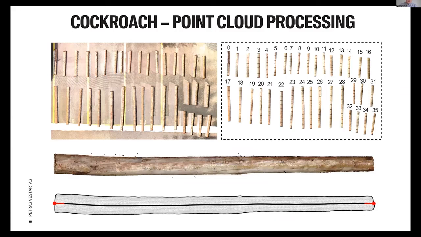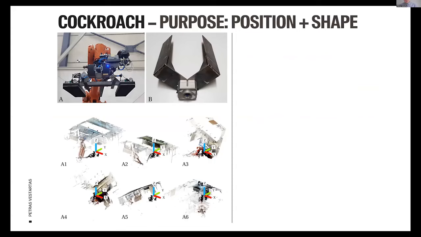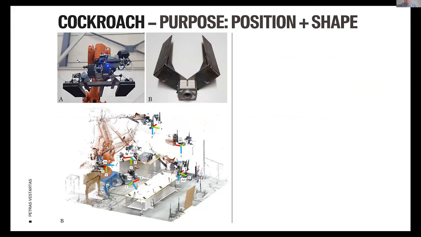So for my work, I needed just some simple central axis and a series of circles, which is Seagull skeletonization running in Cockroach. Then I was using the scanner simply to orient multiple point clouds together on the robot itself.